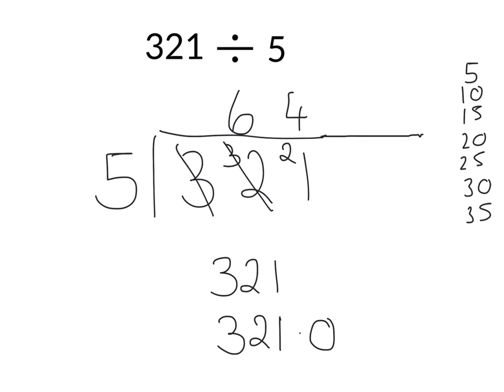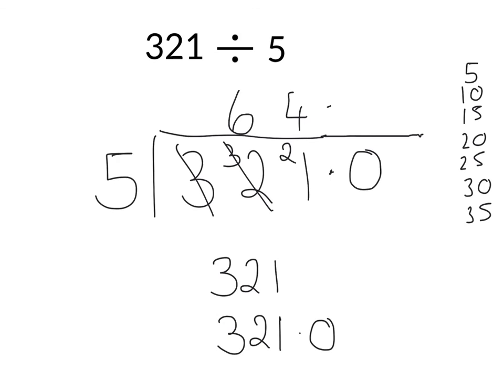We can write it as 321.0. We haven't added anything to this number. We haven't taken anything away from this number. It is equivalent. It is exactly the same as what we started. It just looks slightly different. We've put a decimal point and a 0 after the decimal point. However, this helps with this method. So we put a decimal point in and then a 0, because what I have now is a place where my remainder 1 can go.